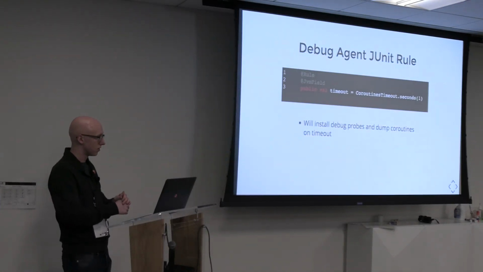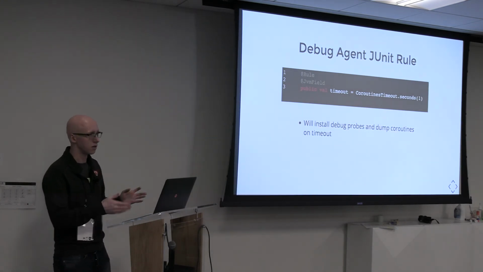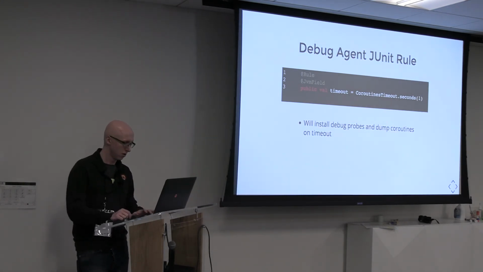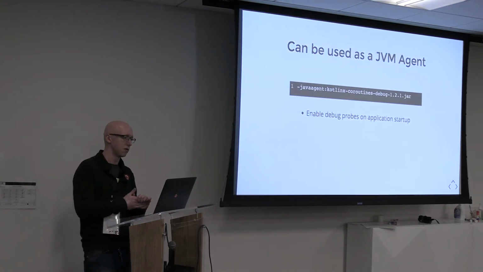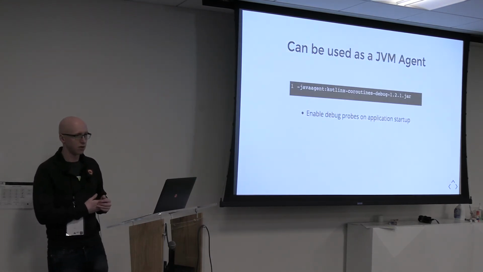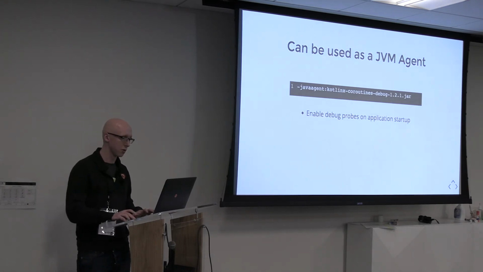There's a JUnit rule for this, so if your test takes longer than a second, it'll just dump all your coroutines to the console. And you can also use it as a JVM agent, so on application startup, it'll start introspecting your coroutines.